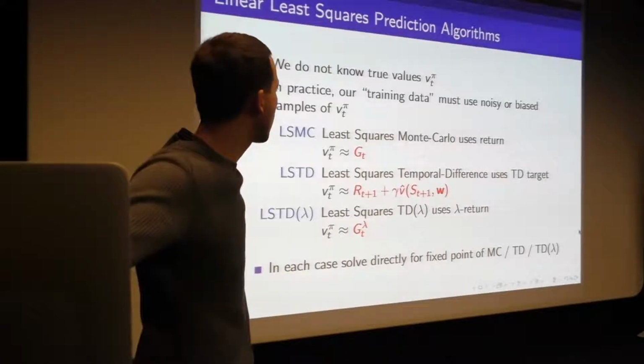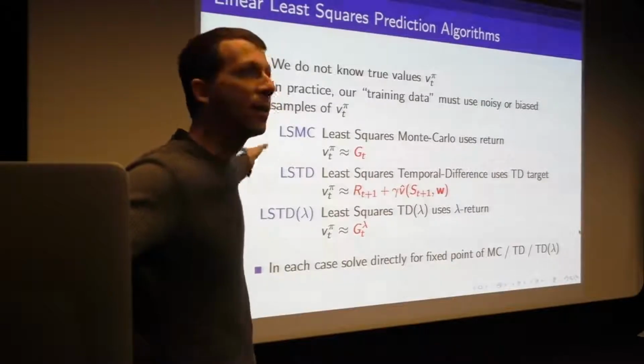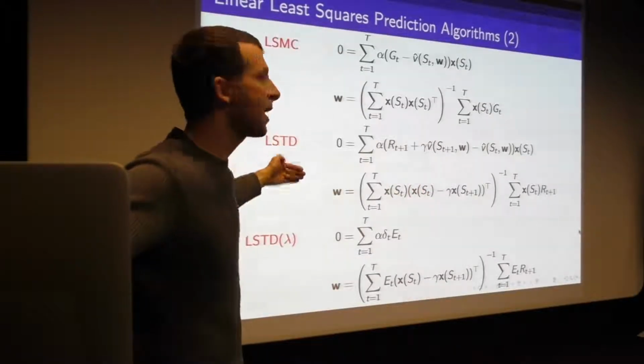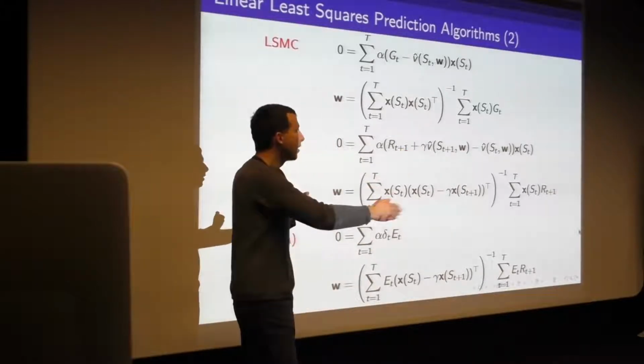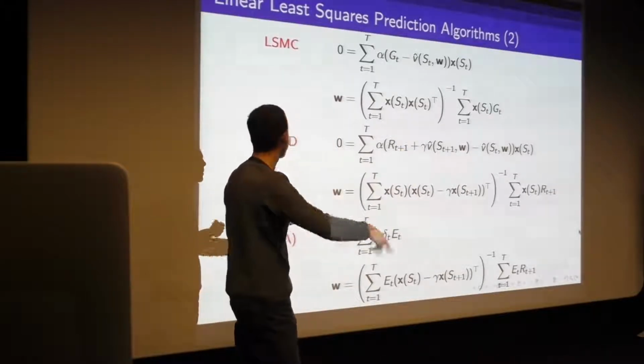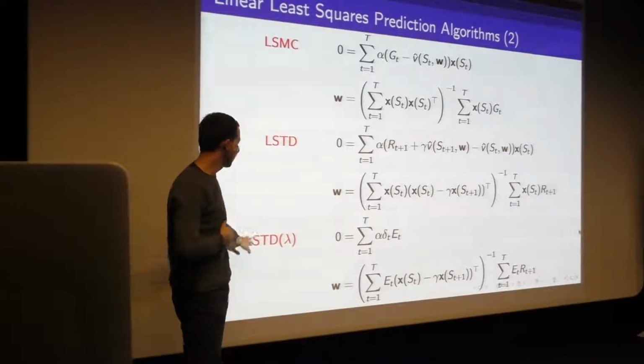Okay, so as I said, we can plug in Monte Carlo returns, we can plug in TD targets, we can plug in the lambda return, and you end up with exactly the same updates. This is just plugging in the same idea of making the update equal to 0 overall, and then solving for that update. And you end up with algorithms called least squares Monte Carlo, least squares temporal difference learning, and LSTD lambda.